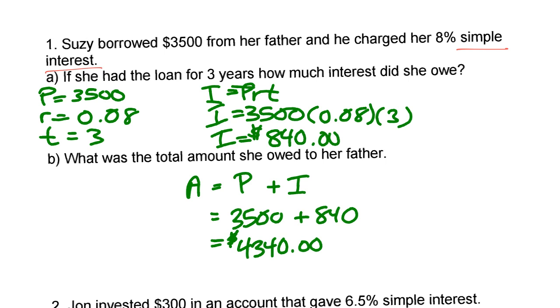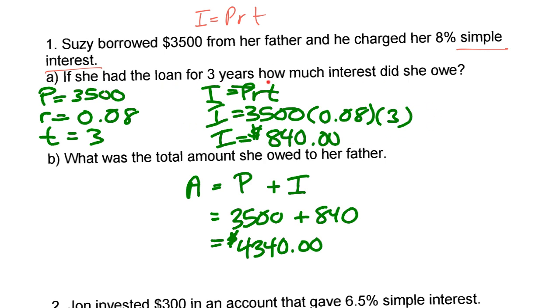And her father charged her 8% simple interest. So here is the basic equation that we need. We need I is equal to PRT, right? Based on that, we're going to put P, R, and T down the side and fill out what we need, and then we just plug that into our equation to find out what our interest is.